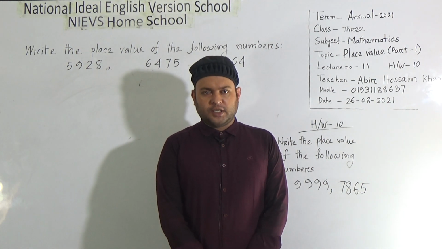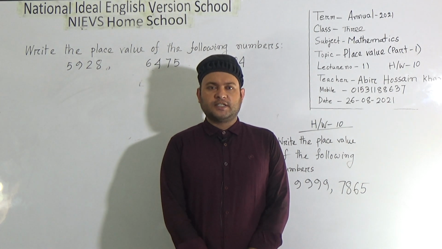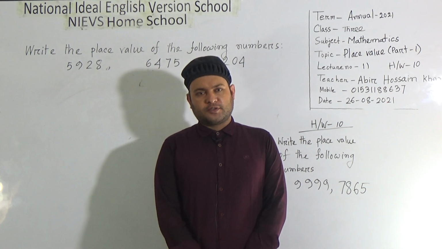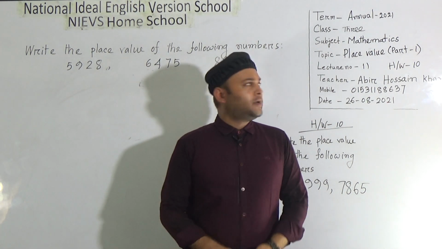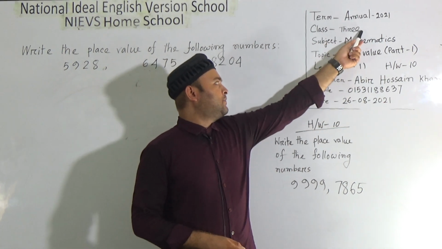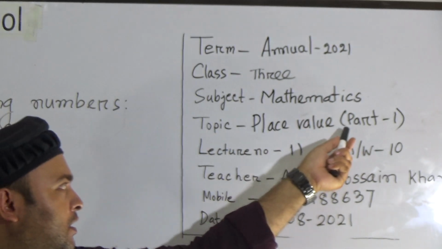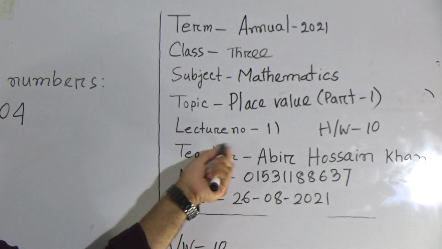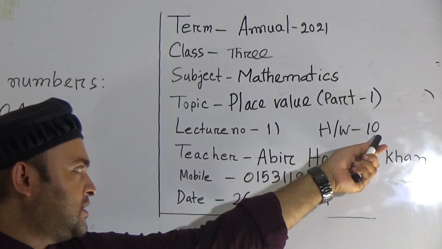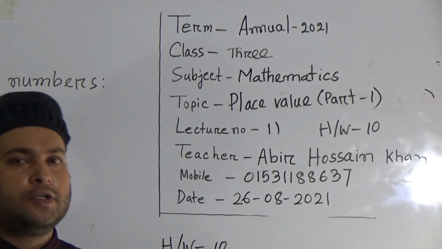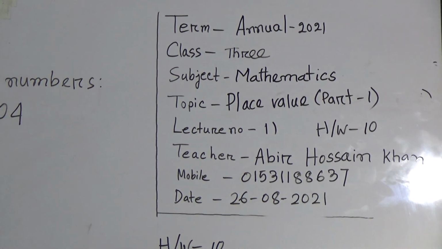This is Abir Hossain, assistant teacher in mathematics at day shift of National Ideal English Vision School. Today I am going to take mathematics class 4, class 3. Our today's topic is place value, and it is part 1. Our today's lecture 11 and HW is 10. You have to submit your HW on your campus at next Saturday.